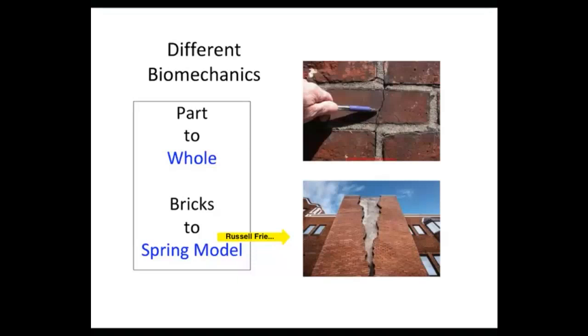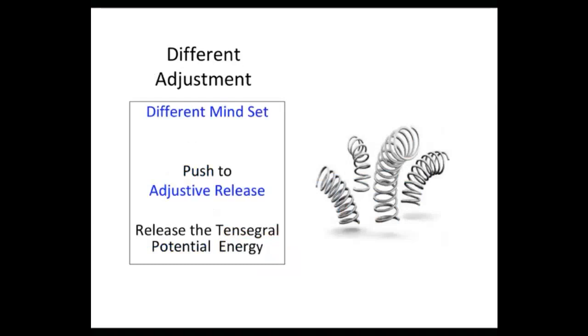Okay, so we also have to look at QSM3, as we started looking at, okay, if we have a different biomechanics model and a different spring model, and we're looking at the whole thing, what do we do differently to adjust it? Okay, so we had to shift. I had to shift from pushing something to actually releasing something, okay? Because if it's a spring, you don't push the spring, you release the spring, okay? And what we release is the potential energy of a compressed system.